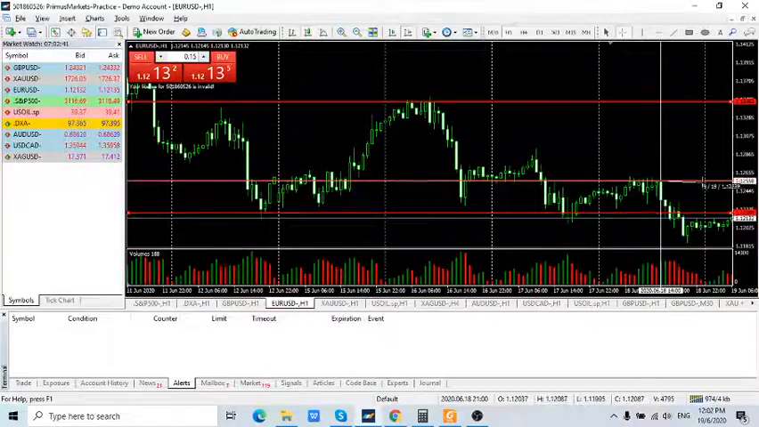It goes down from here, 1.1255, all the way down to a low of 1.1185.